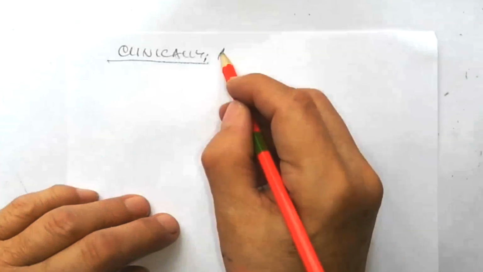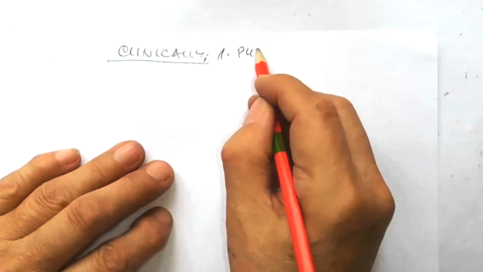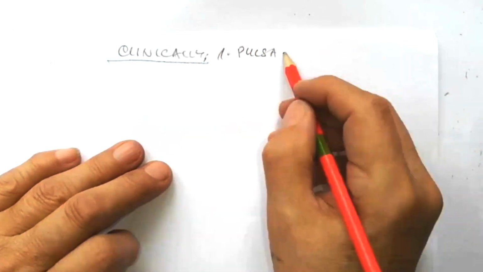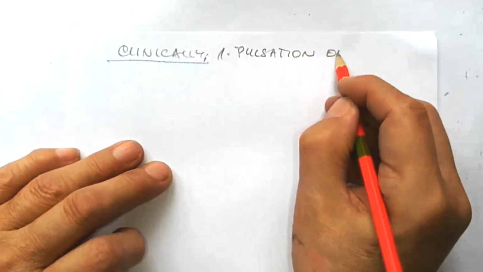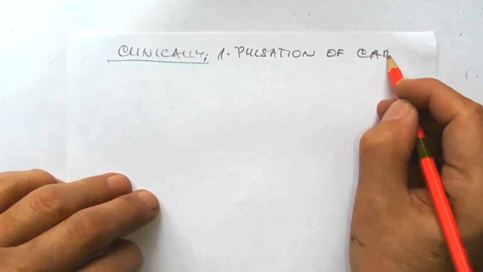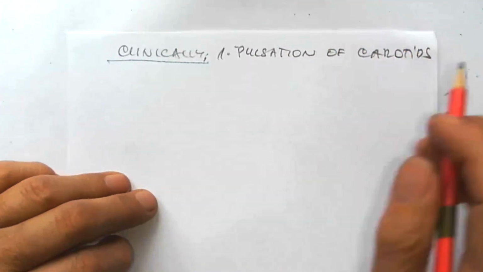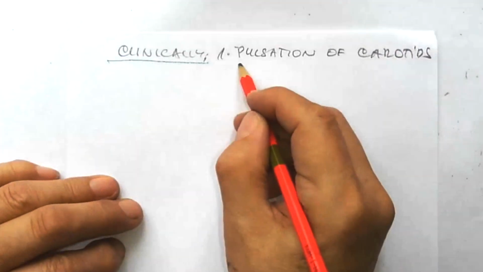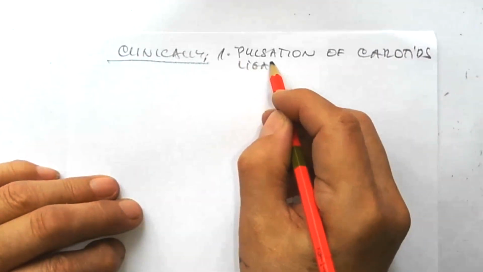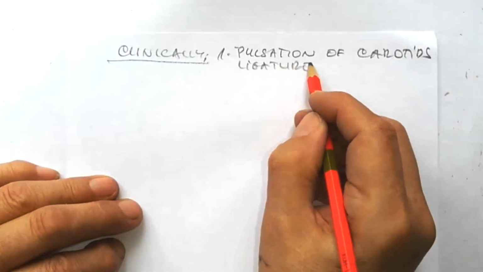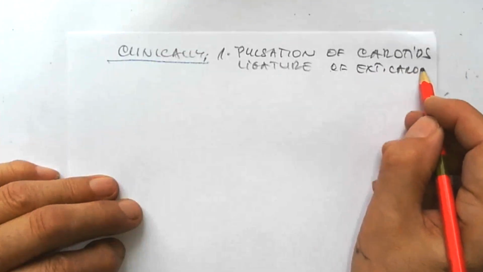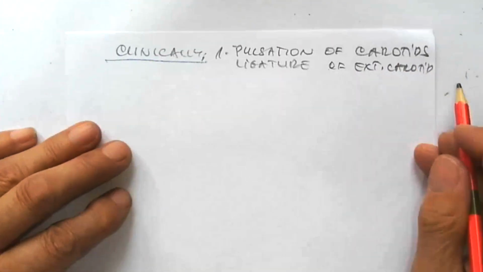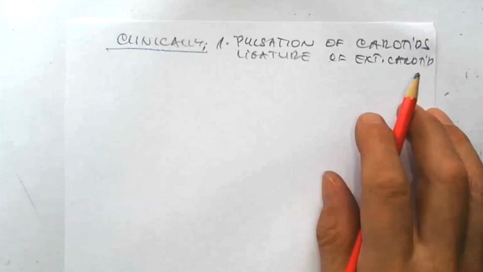Number 1 is the pulsation, so pulsation of the carotids can be felt, because this is plural, fine. And also plus ligature of the external carotid. Take care, because the internal carotid artery supplies the brain. So this is another story.